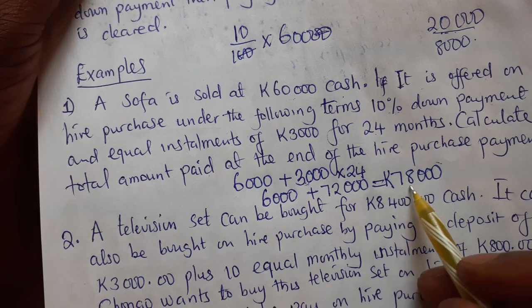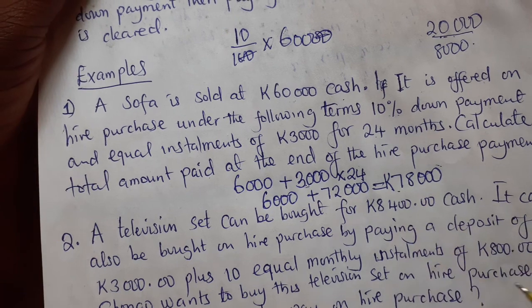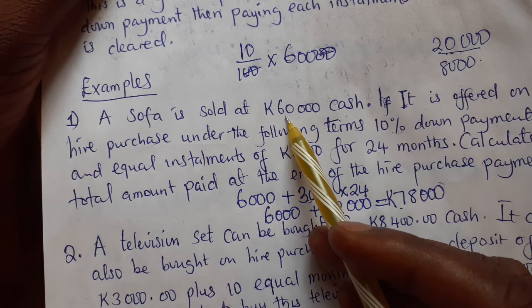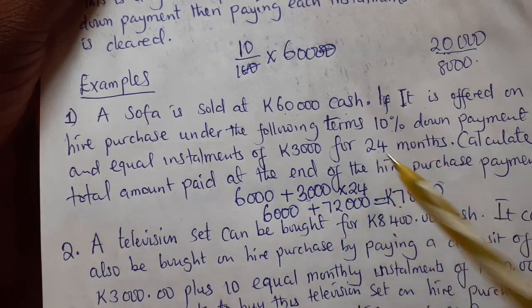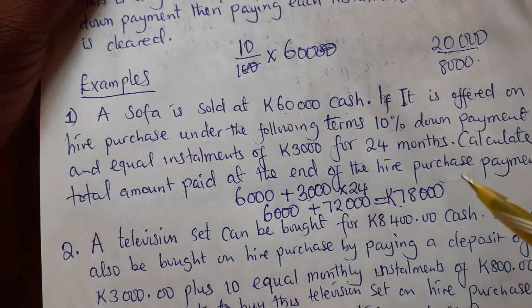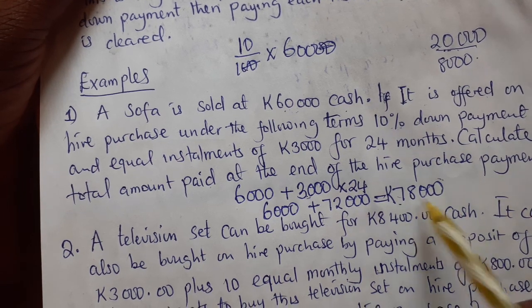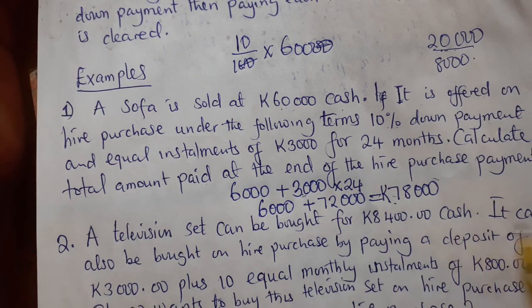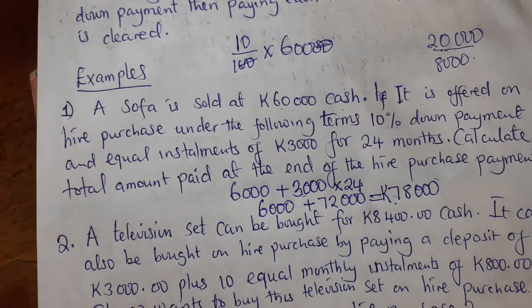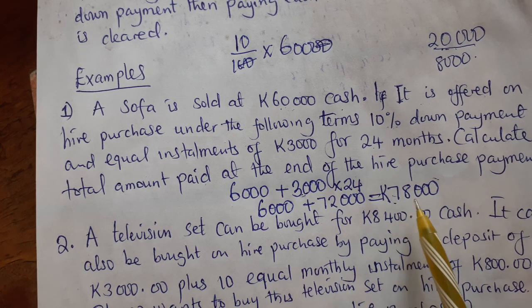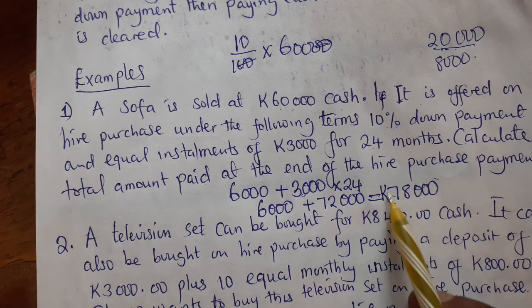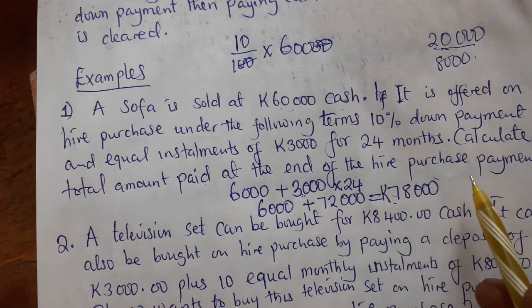So you can see, if you had to buy it for cash, you will pay 60,000. But if you need to buy it on hire purchase, this is the amount that you're going to pay. But it's better because it's spread across. So you have to pay how much more? About 18,000 more. If you bought it for cash, you could have saved 18,000.